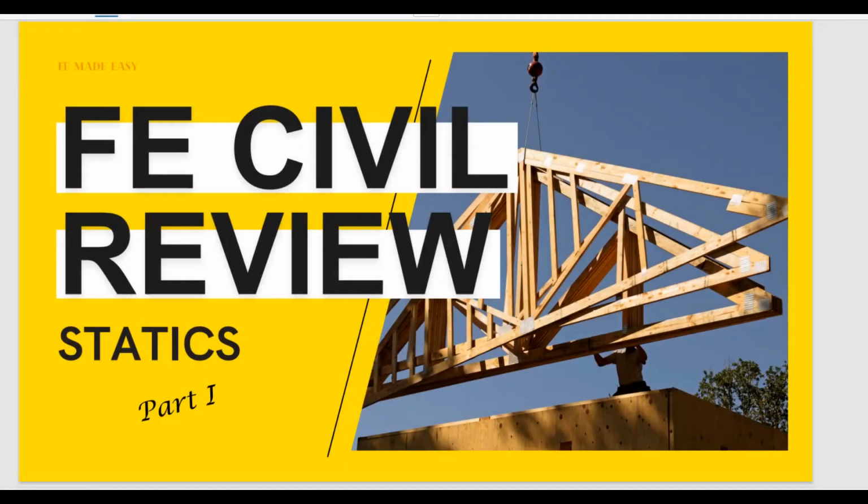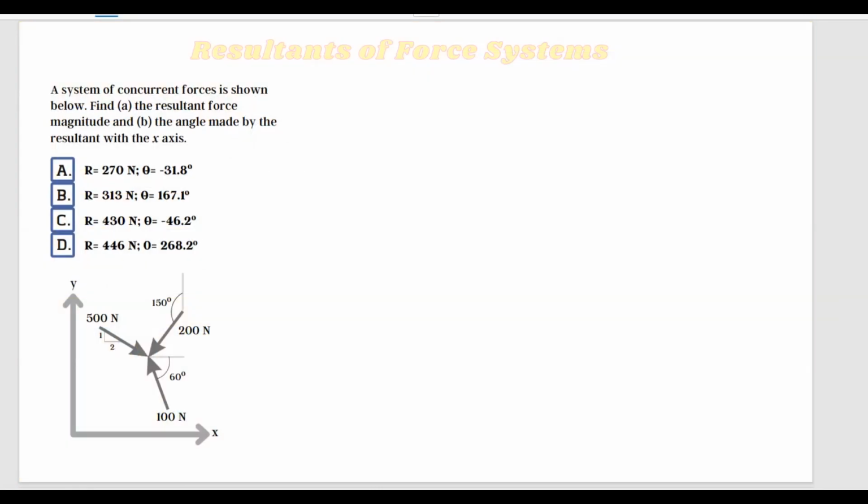Hi there, you. Today we're going to talk about statics. A system of concurrent forces is shown below. Find A, the resultant force magnitude, and B, the angle made by the resultant with the x-axis. The first thing we're going to do here, we're going to write each force as a vector.